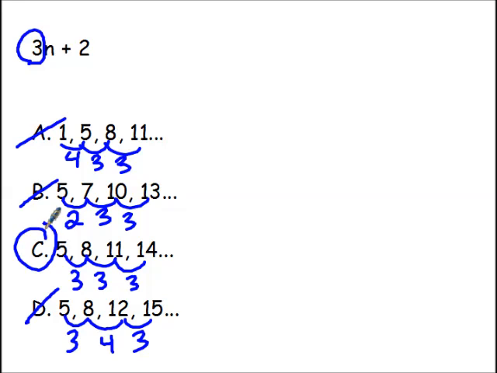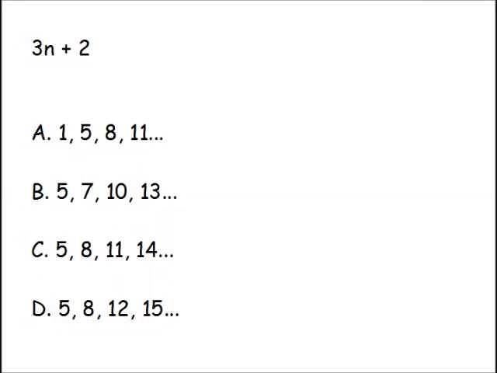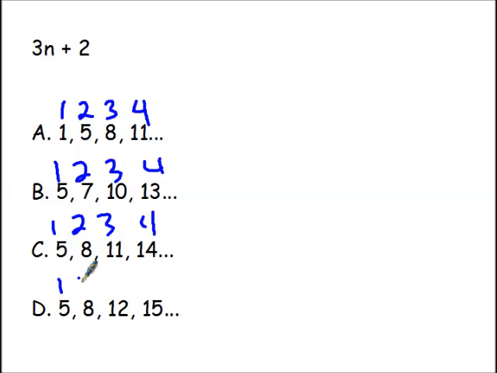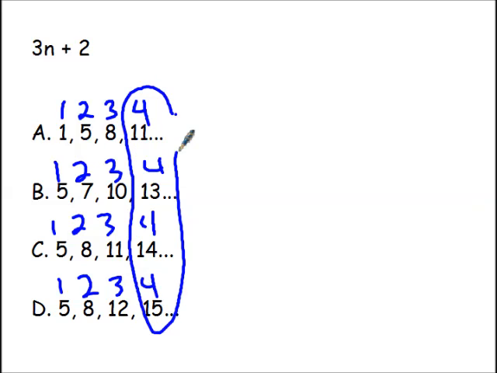Now they won't always work out that easily, so let's have a look at another way to do it. Another way to do this is to number the terms. 1, 2, 3, and 4 for each choice. And what I like to do is take the largest term, 4, and substitute in 4 for the n.